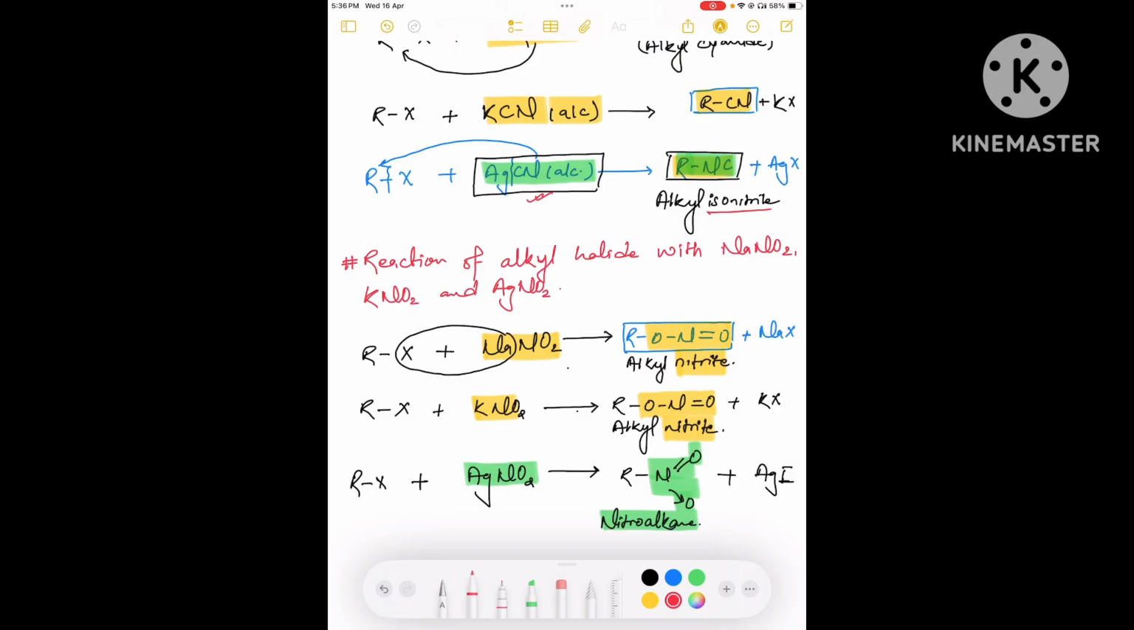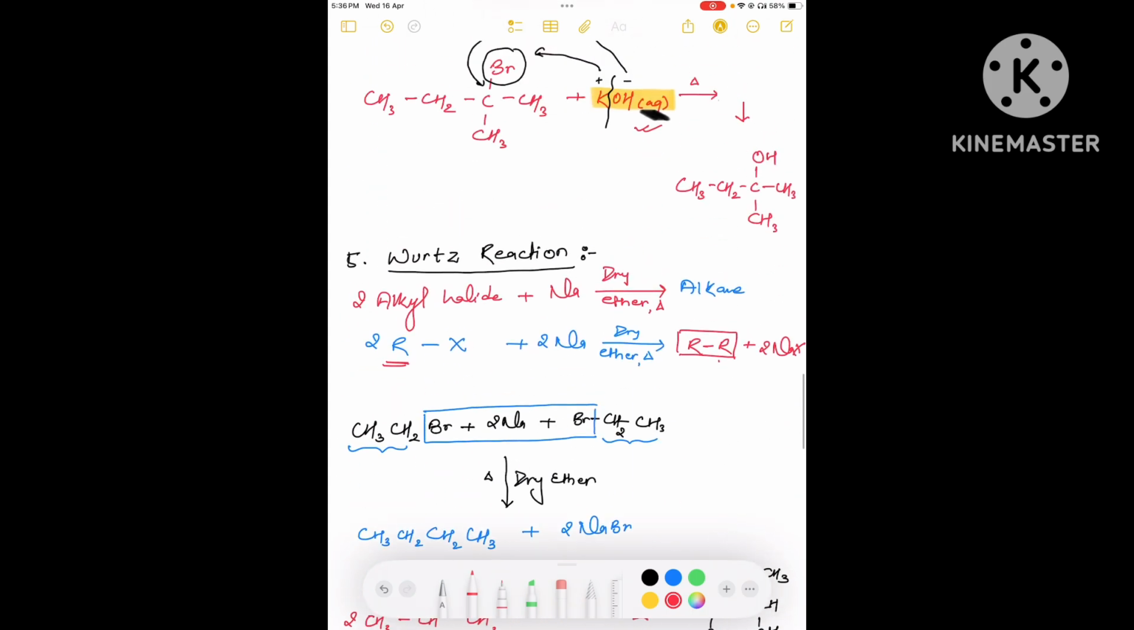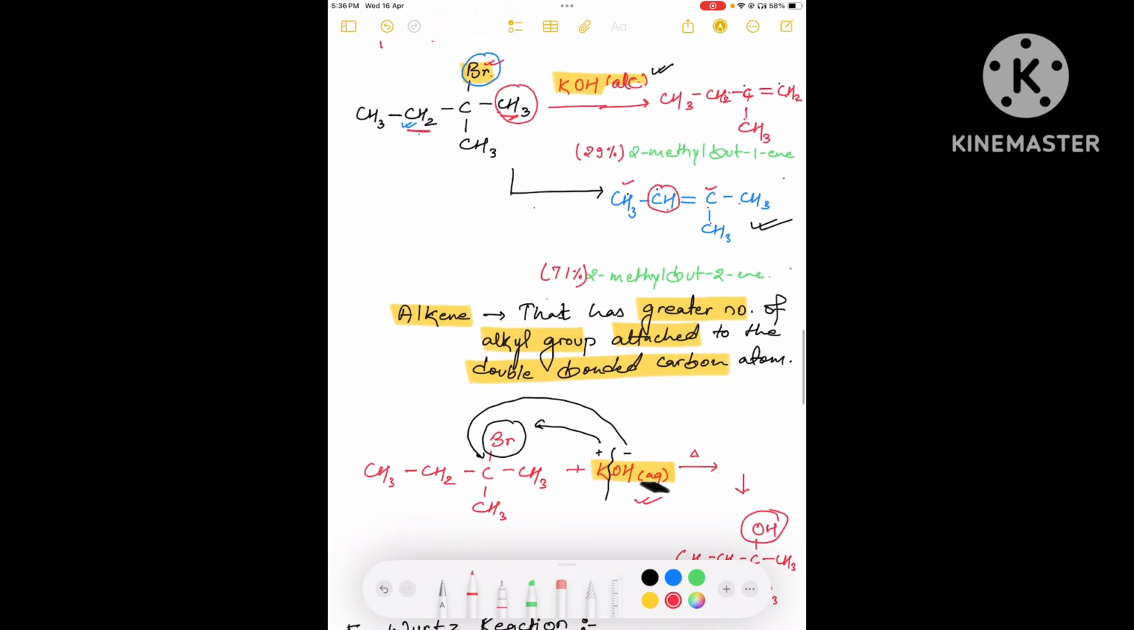And aqueous KOH and alcoholic KOH: if you treat it with aqueous KOH, as already mentioned above, you will have alcohol in the product. And if you treat it with alcoholic KOH, you will have an alkene, the double bonded product. So that's all about this. I'll be attaching a few questions in this video. Kindly do them, and if you are able to solve them, click pictures of your answers and attach them in the comment section.